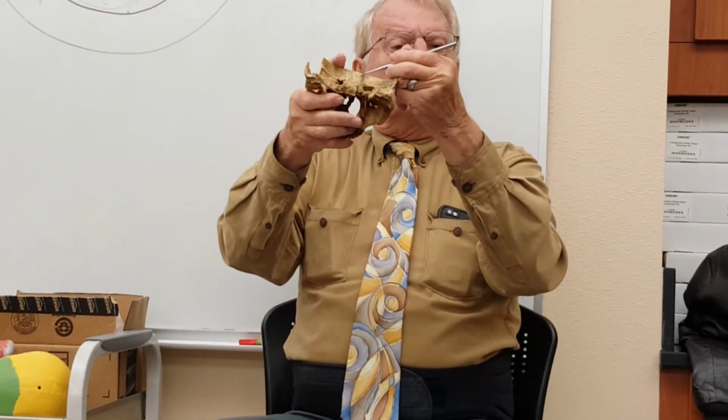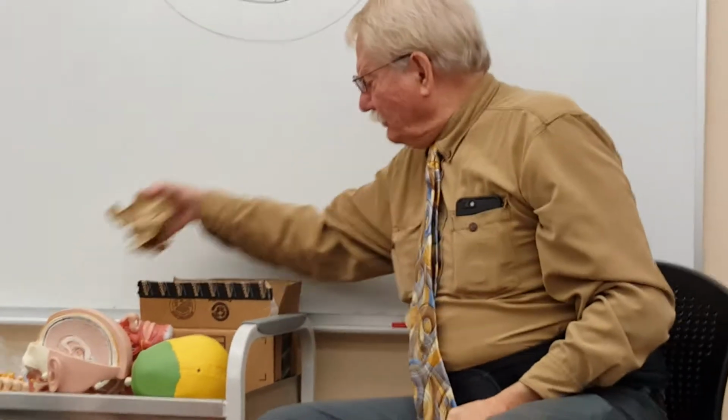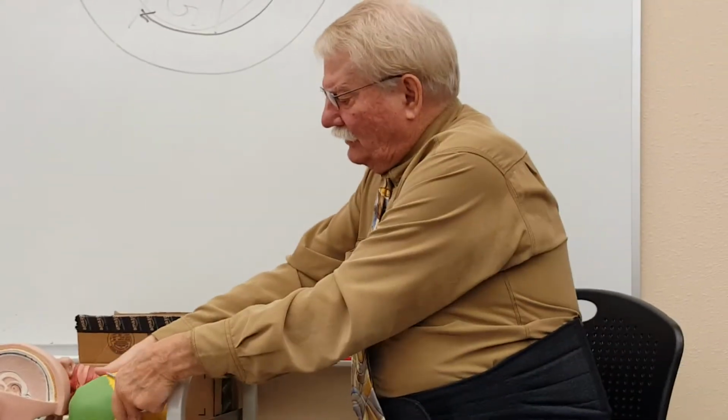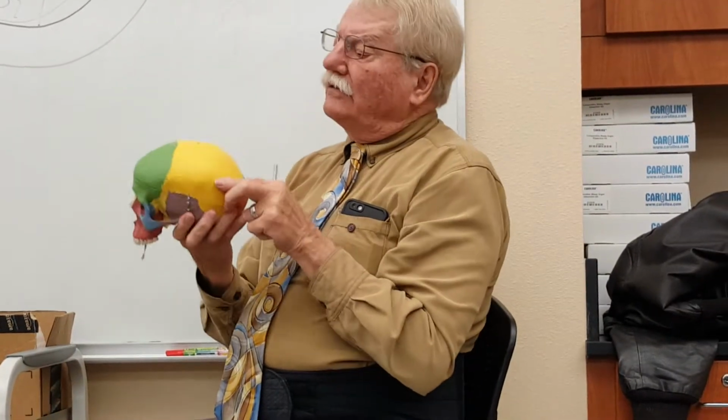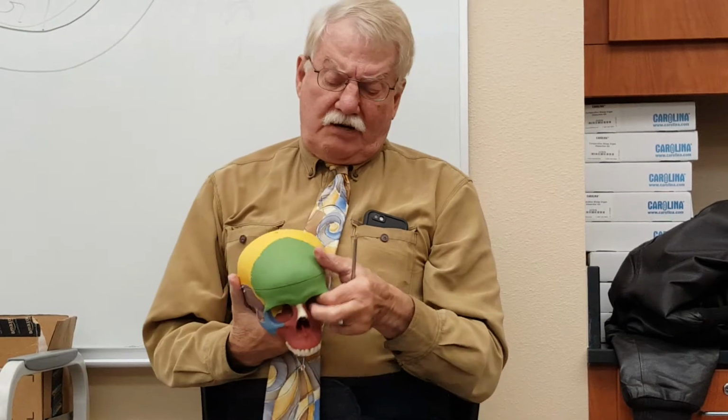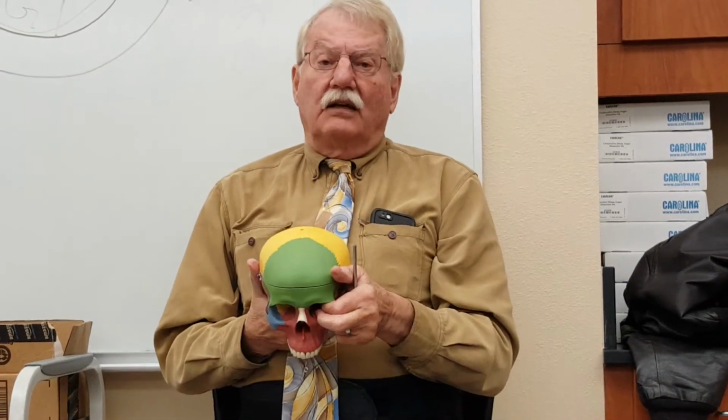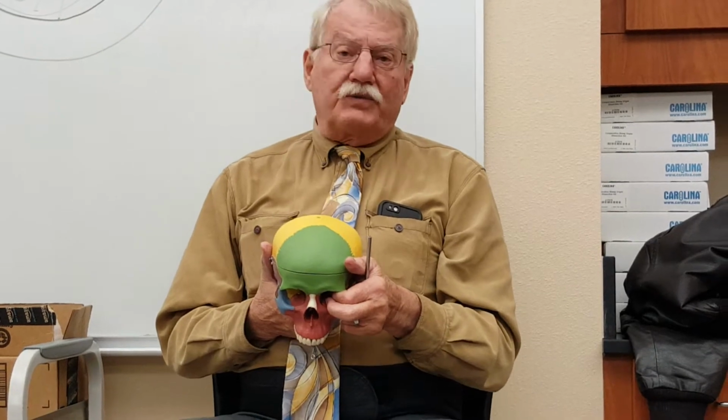The left and right parietal bones, the yellow. Okay. Not much to say about them, really. They're parietal lobes of the brain, just like they're frontal lobes of the brain, occipital lobes of the brain.